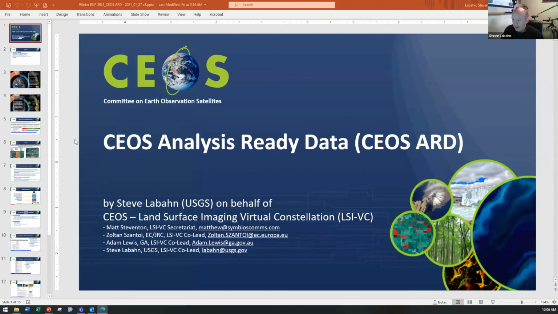So what I want to talk to you about today is the work going on within CEOS, which is the Committee on Earth Observation Satellites, in terms of analysis-ready data. Within that group, I'm a co-lead with a couple other folks, Zoltan Szantoi from the European Commission and Adam Lewis from Geoscience Australia. Together we're leading this Land Surface Imaging Virtual Constellation work inside of CEOS.